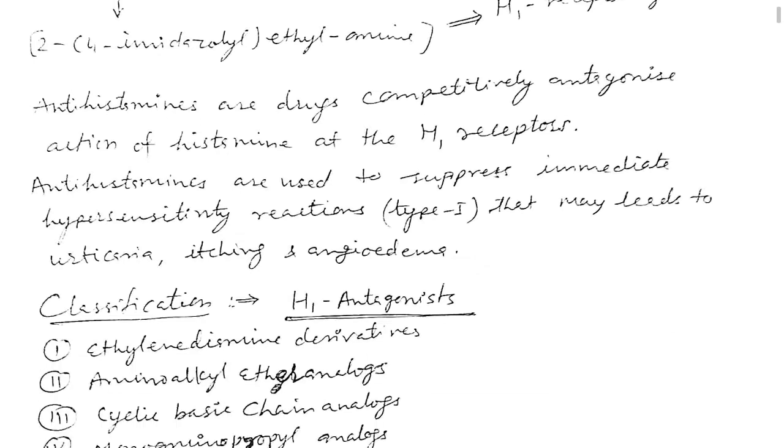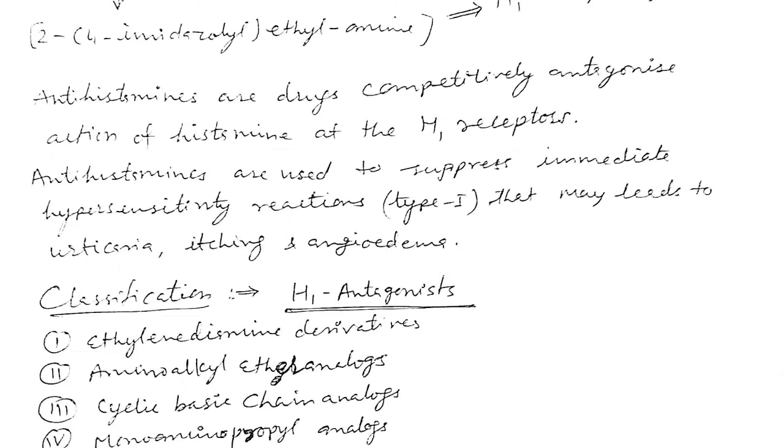So basically we will discuss antihistaminic drugs in two categories. One is the H1 antagonist, or anti-allergic drugs. H1 antagonists are drugs which antagonize H1 receptors, and we know the H1 receptors are present mainly in the smooth muscles of the intestine, trachea, and uterus, as well as in the blood vessels.